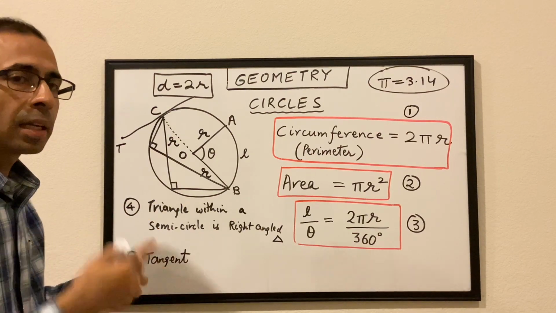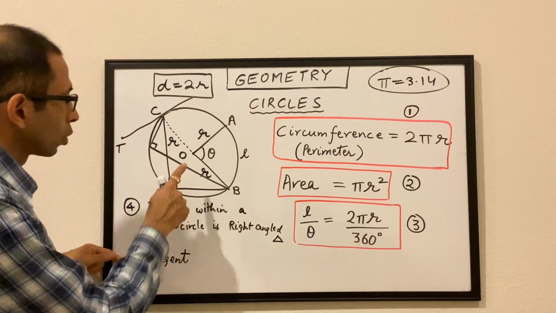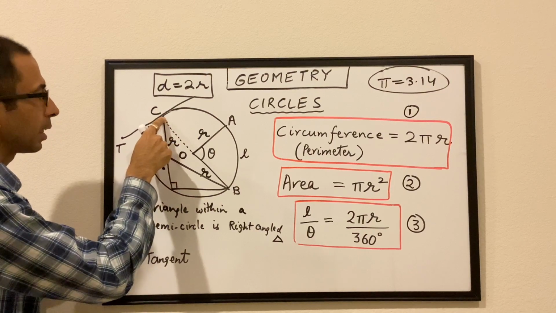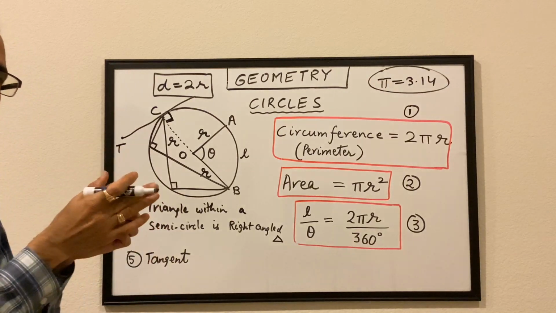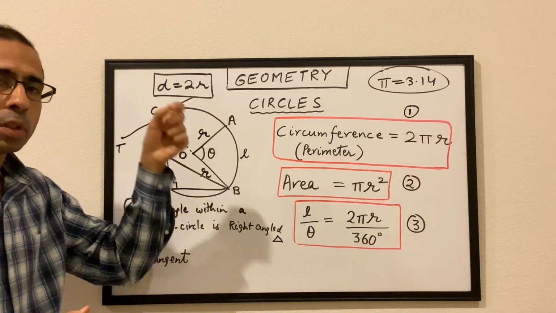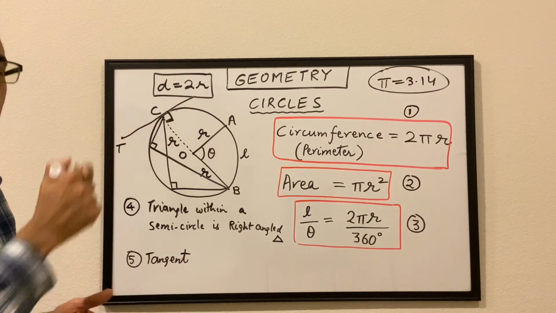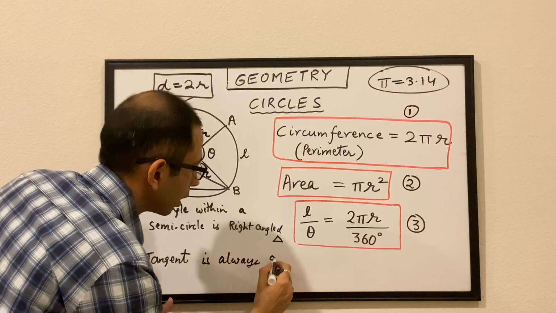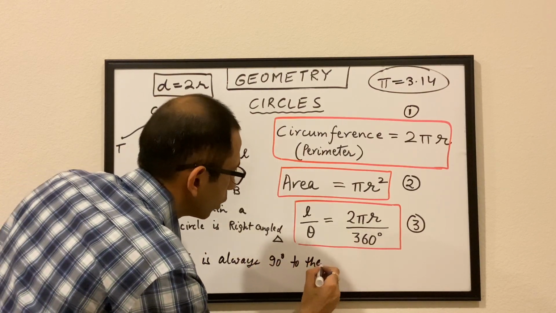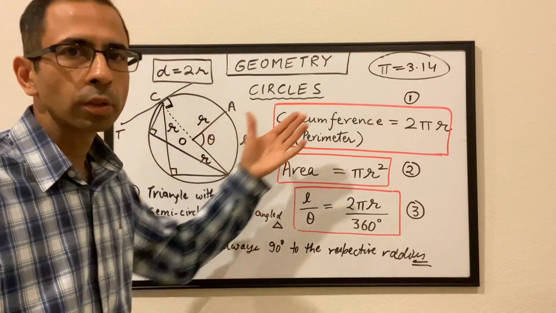The point to note is that any tangent will always be 90 degrees to the radius. So in this case, OC will be 90 degrees to CT. So this angle will always be 90 degrees, right? The point where the tangent touches the circle, if we join that point with the center, that radius would be 90 degrees to the tangent. So a tangent is always 90 degrees to the respective radius, okay?